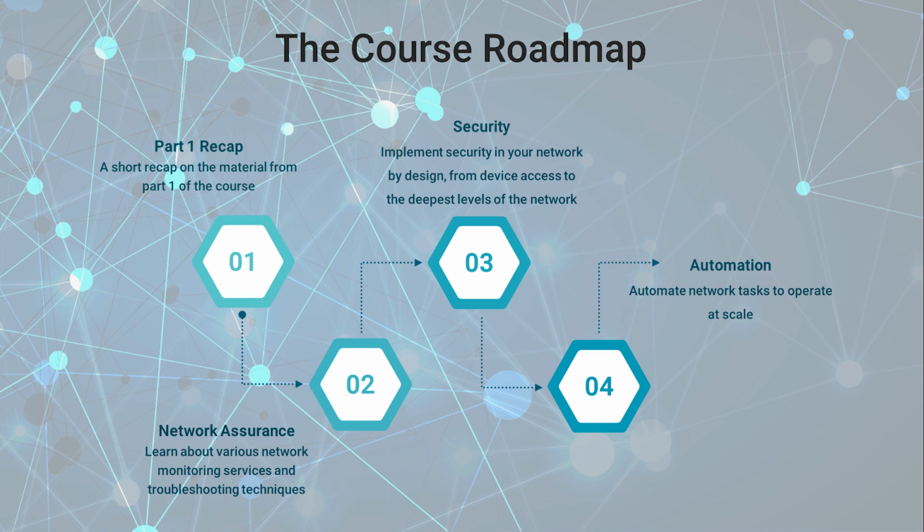Then we'll move to section 3, which covers security, and we'll go through a plethora of topics. We'll speak about implementing security from the lowest level, from device access, and then we'll move up into the network layers. We'll discuss specific technologies like wireless security and REST API security. And in the end, we'll cover security network architecture, implementing security by design.